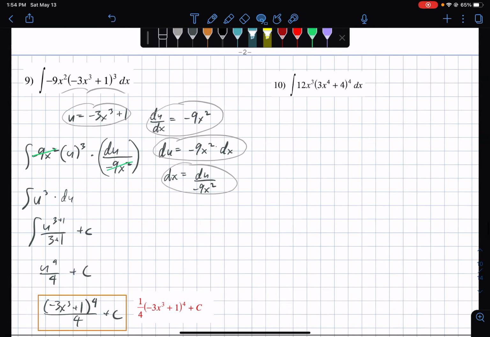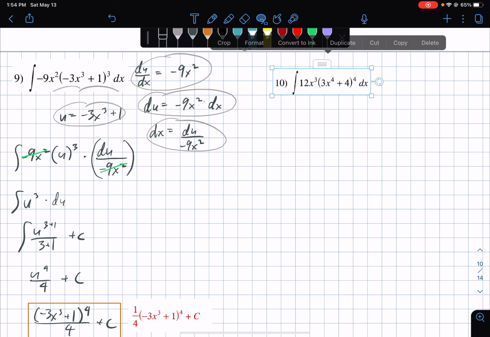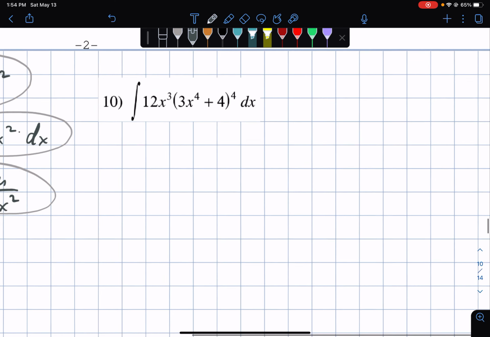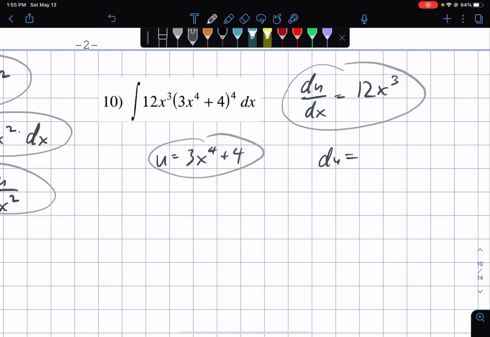Number 10, I don't think we have enough space, okay, yeah, I hope we do. U is equal to 3x raised to 4 plus 4. Du over dx is equal to 12 because of 3 times 4, and then copy x, and then 4 minus 1, that makes 3. Du is equal to 12x raised to 3 times dx. Dx is equal to du over 12x raised to 3.